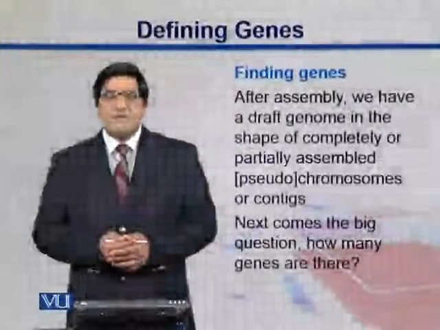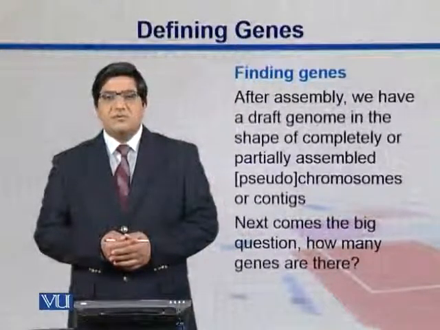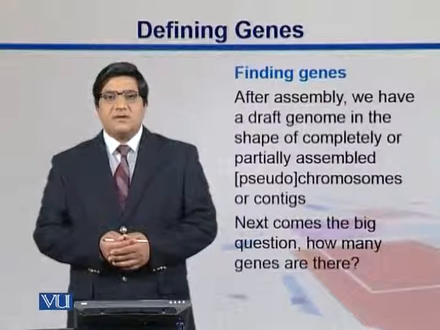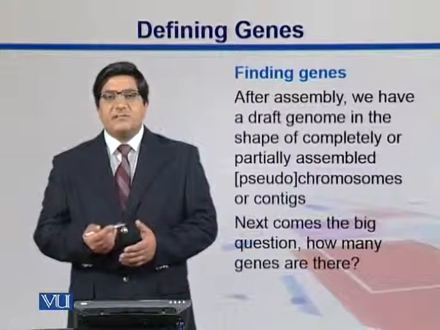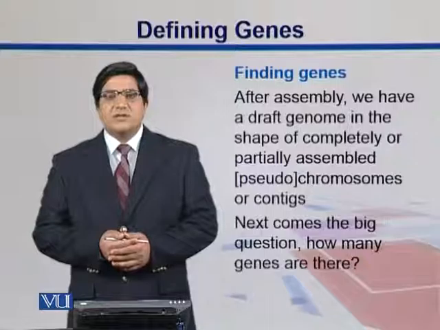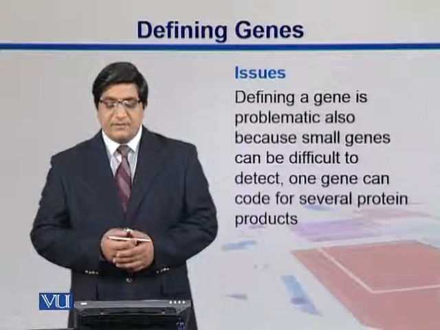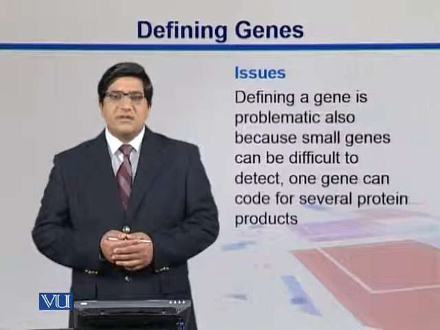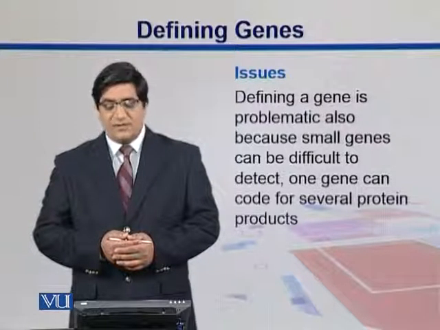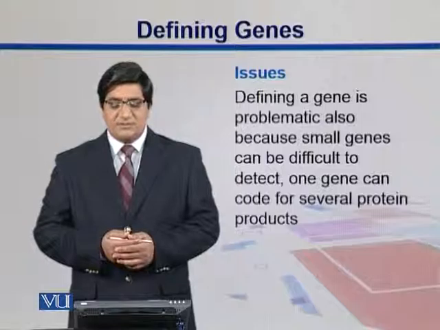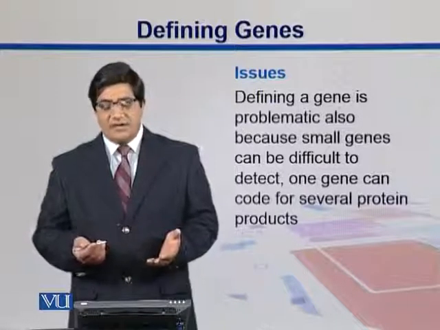After the genome assembly, we get the chromosomes or pseudochromosomes or contigs, and our next job is how we can find the different number of genes. So in order to do that, first we see how we define genes. But there are some issues, because defining genes is problematic. It's not an easy task because small genes can be difficult to detect.